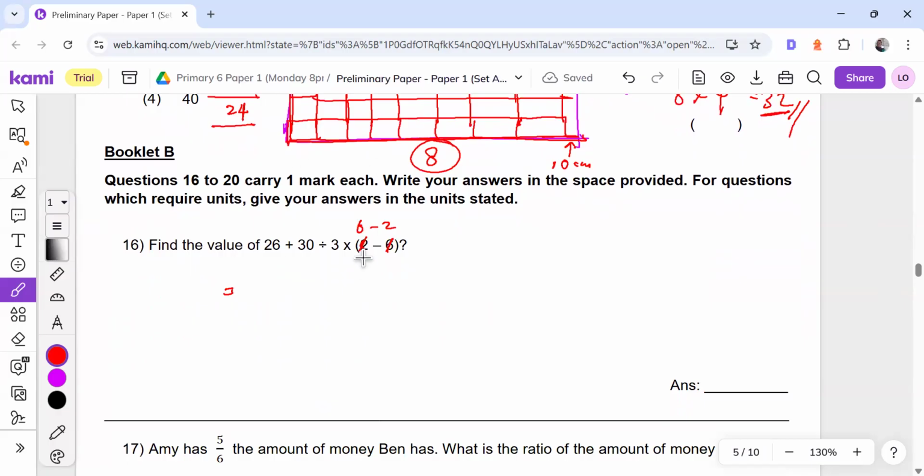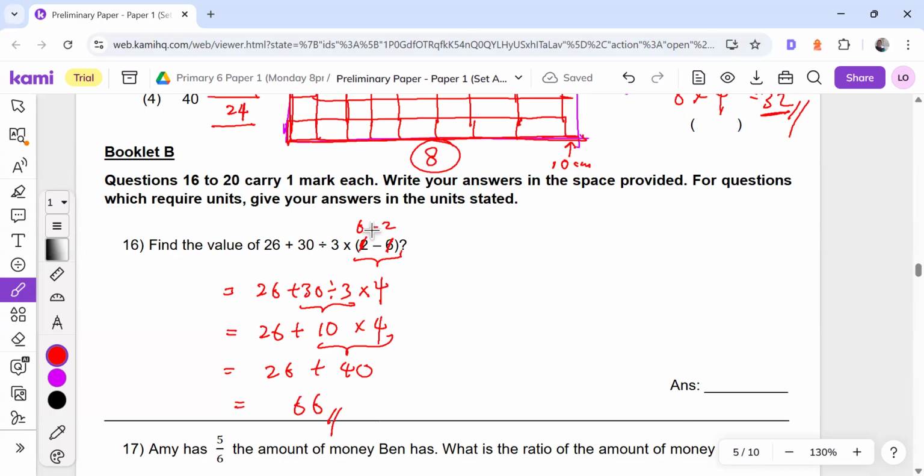Let's revise this. Do the bracket first. Bracket is the most important. You need to write down everything that you see, and then put the answer below the bracket. Then you have plus, divide, and times. What do you do first? Divide. Put the arrow sign to show that you do the divide first. Then you copy down everything again, put the answer below the arrow sign, then times 4. Now you have plus and times, so you do the times first. So 26 plus 40, and your answer will be 66.